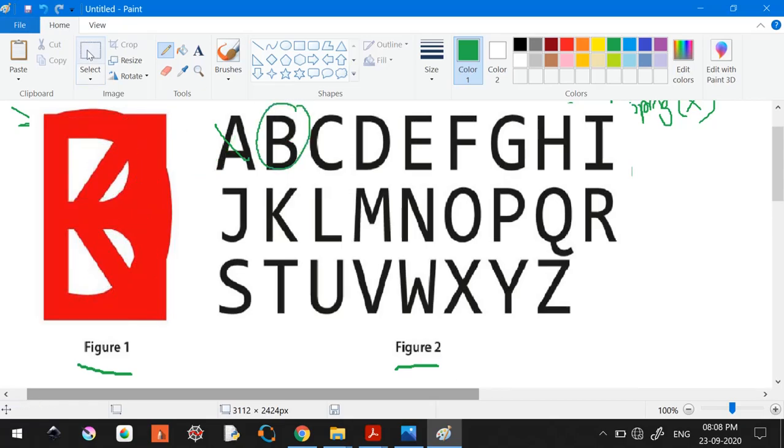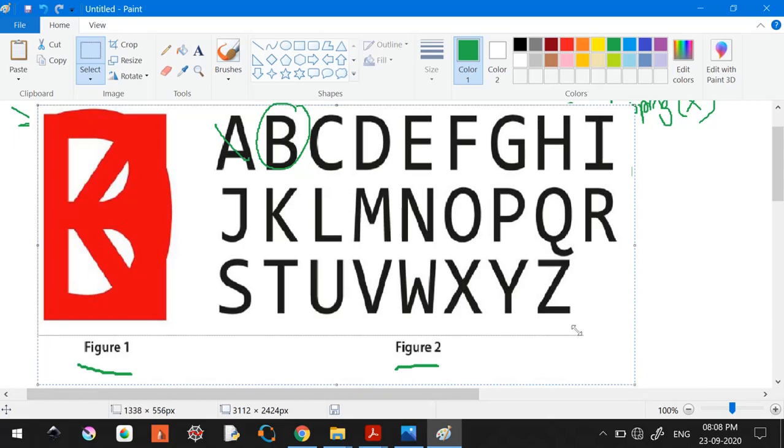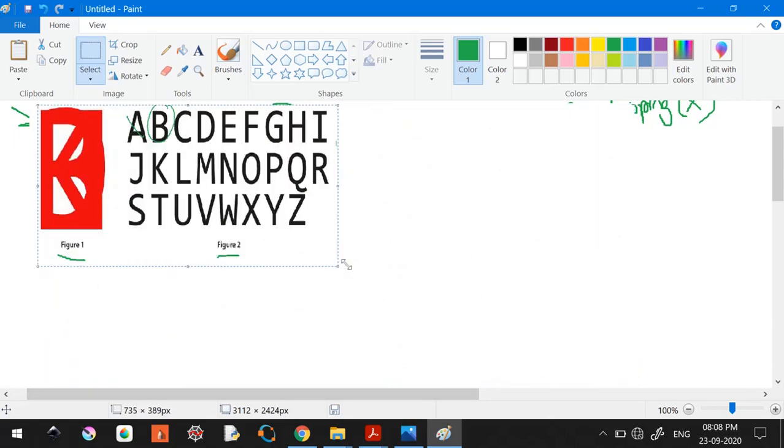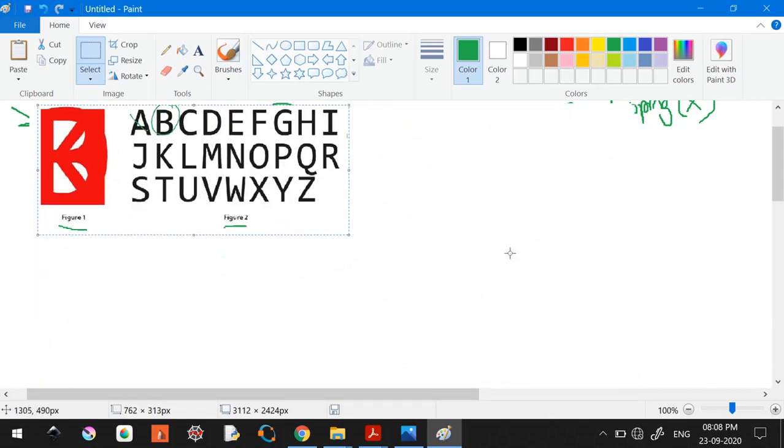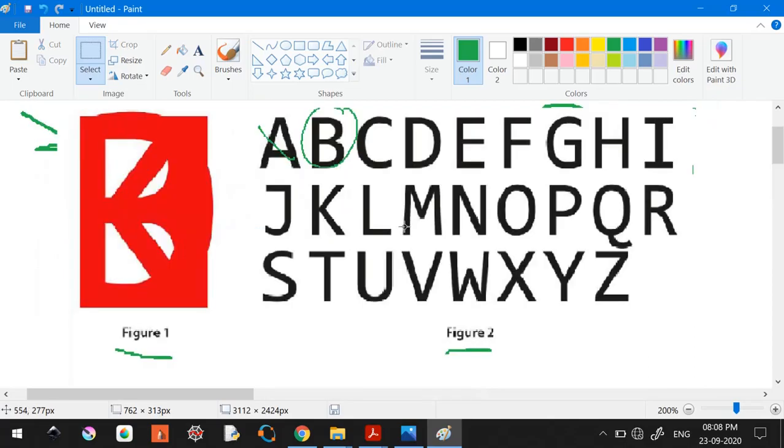Let me do one thing. This is not clearly visible. Okay, if I zoom this up, probably my line will get bigger. Fine. Okay, this is better. So B is possible. Now let's go to C.